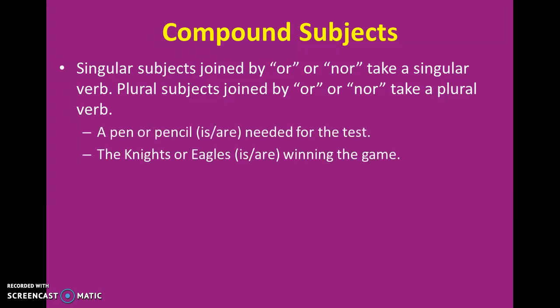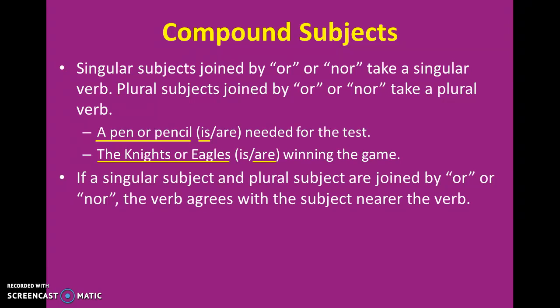So in the two example sentences we have, the first one, a pen or pencil is or are needed for the test. We have pen or pencil, both singular subjects, so you want the singular verb of is. On the other hand, we have the Knights or Eagles is or are winning the game. No matter which team it is that's winning the game, it's still a plural subject, so you want the plural verb of are.